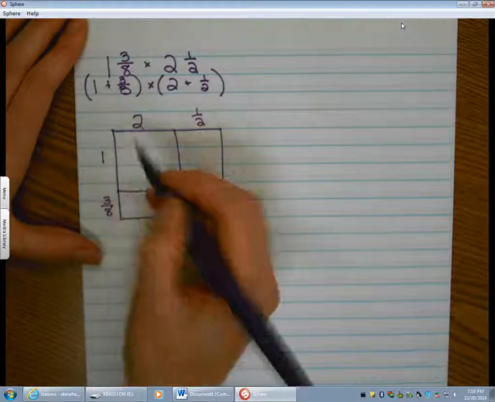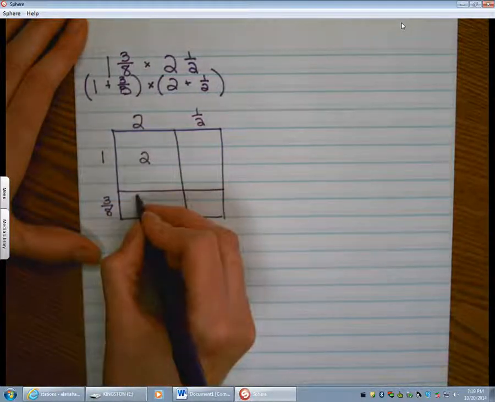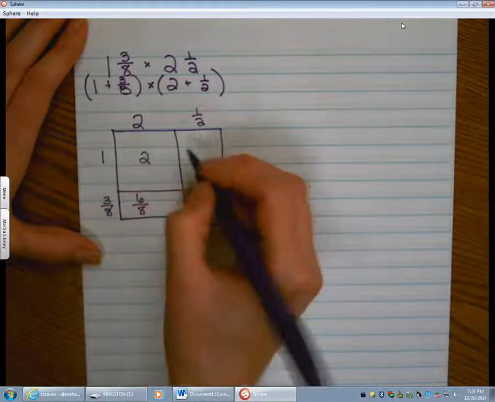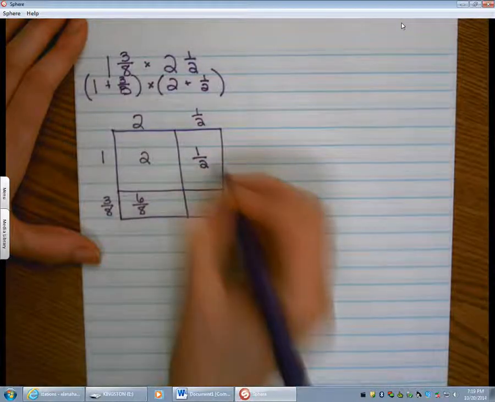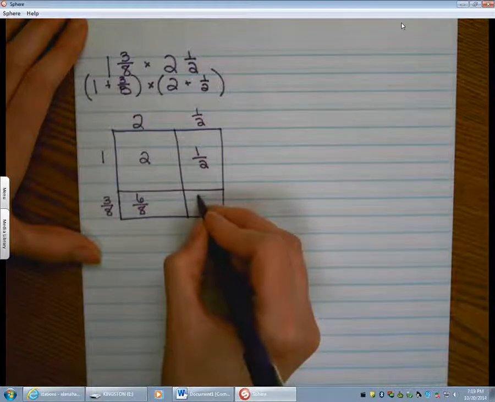1 times 2 is 2. 2 times 3/8 is 6/8. 1 times 1/2 is 1/2. And 1/2 times 3/8 is going to be 3/16.